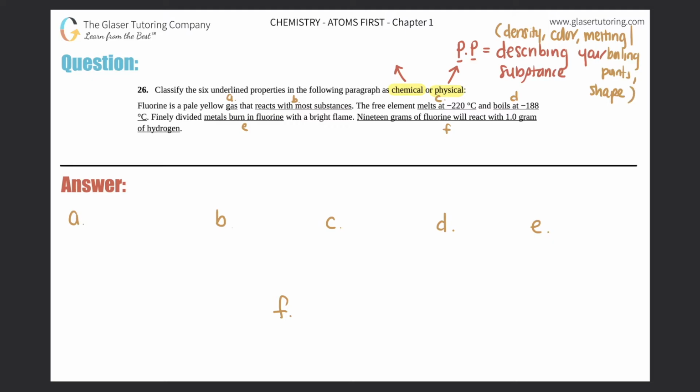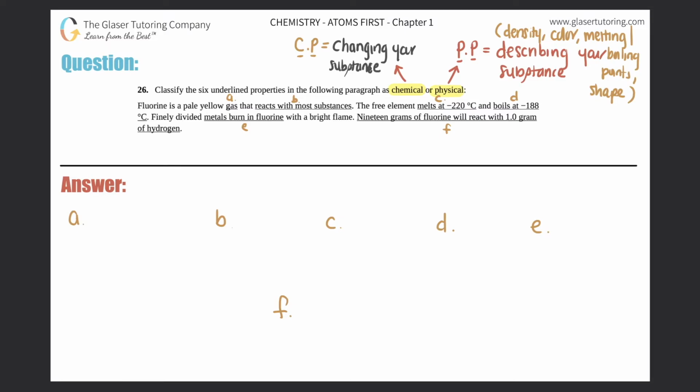It has nothing to do with reacting with your substance. It just is describing it. What's its density? What's its melting point? What's its boiling point? What does it look like? Chemical properties, on the other hand, I will put over here, CP, chemical property. These are when you're changing your substance. So you're going from one thing to another.